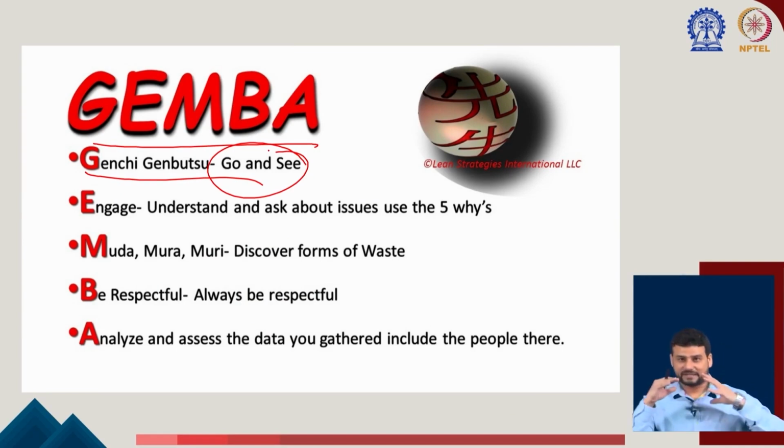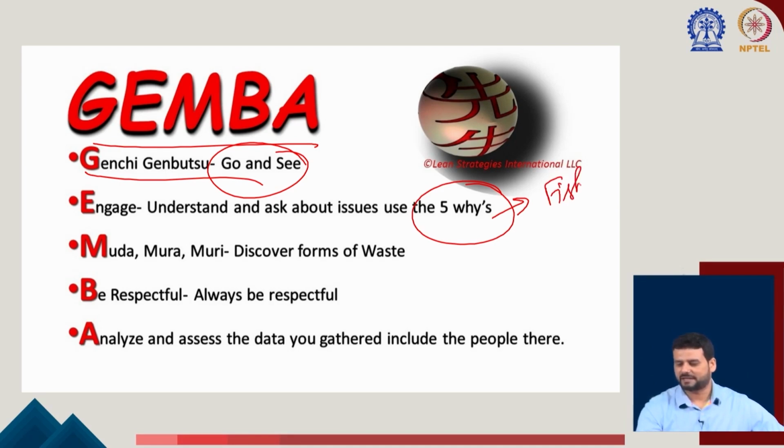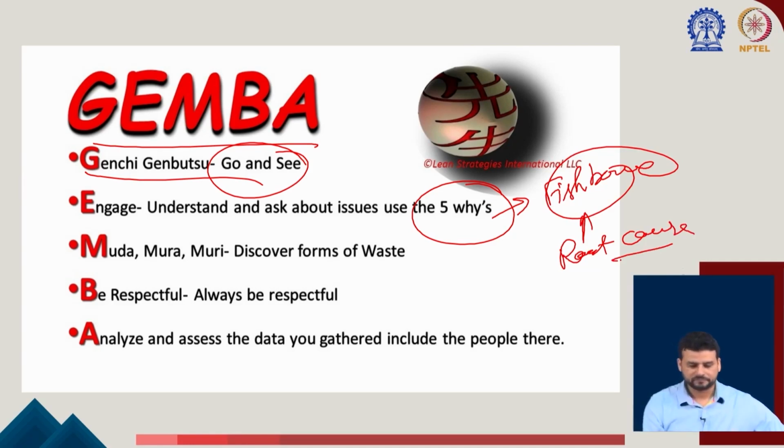If there is any defect, you need to visit that stage and observe why that happened. Then you need to ask 5 whys and find out the root cause. That means the 5 whys we asked in the fishbone diagram: why that happened, we'll go to the root cause of that problem, and then we'll try to discover forms of waste by identifying muda, muri, mura, unevenness, overburden, or waste you are producing.